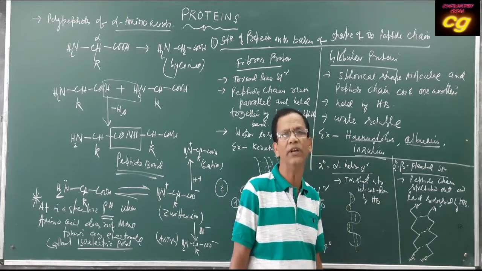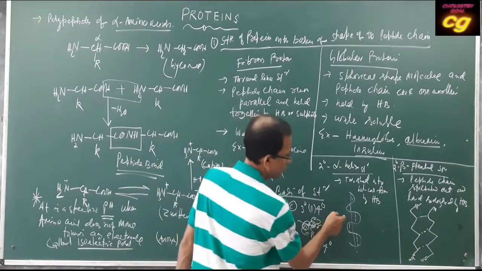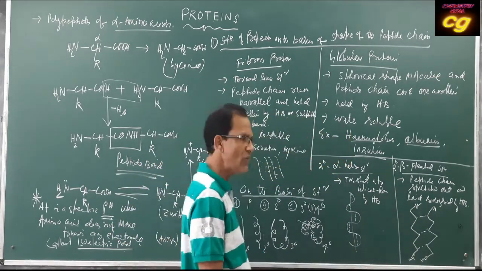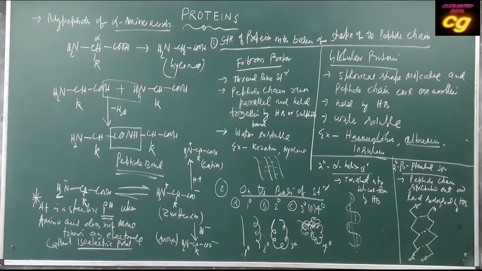In both cases there is folding. Secondary structure means folding of the chain. Here also folding, here also folding. So this is about alpha helix or beta pleated structure of proteins. So on the basis of structure, that is primary, secondary, tertiary and quaternary, and on the basis of the shape of the peptide chain, a protein is fibrous protein or globular protein. Next, what is denaturation of protein?